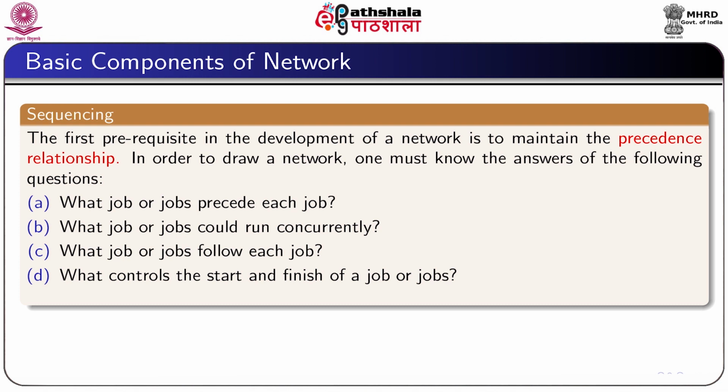Sequencing. Sequencing means precedence relationship. The first prerequisite of the development of a network is to maintain sequencing. In order to draw a network which represents the way the job is to be done, one must have the answers to the following questions. What job or jobs precede each job? We have to know what job or jobs could run concurrently and what job or jobs follow each job. Further, what controls the start and finish of a job or jobs?